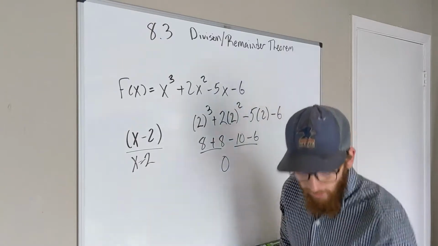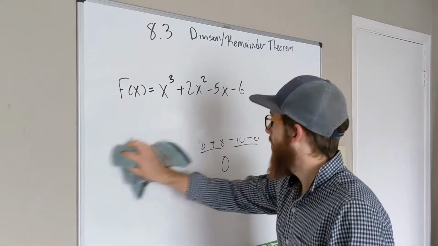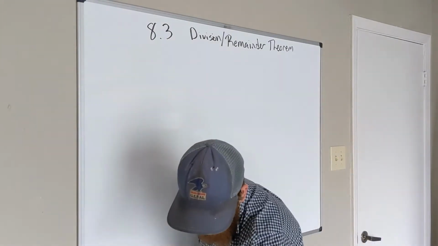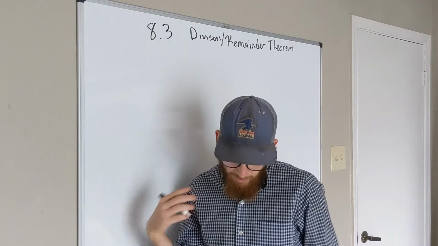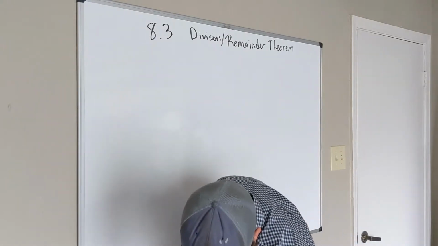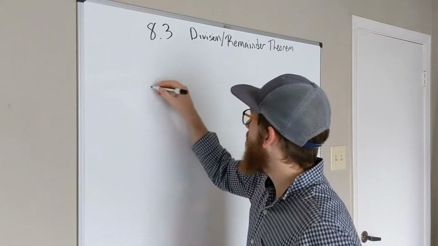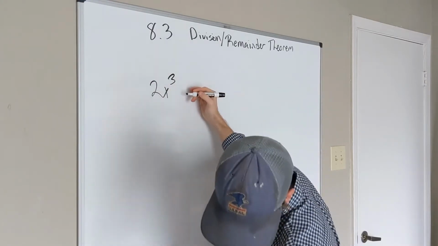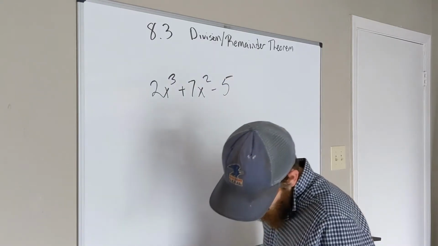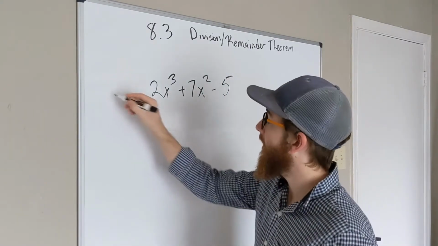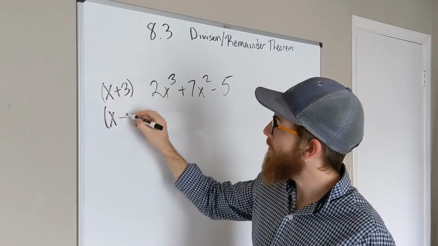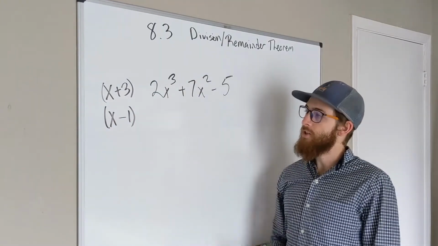And so let's do another example. In this example, we'll look at two problems as well. So how about 2x cubed plus 7x squared minus 5. Let's check whether x plus 3 is a factor, and let's check whether x minus 1 is a factor. So I want to check both of these.